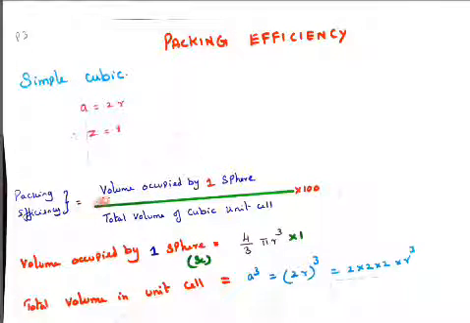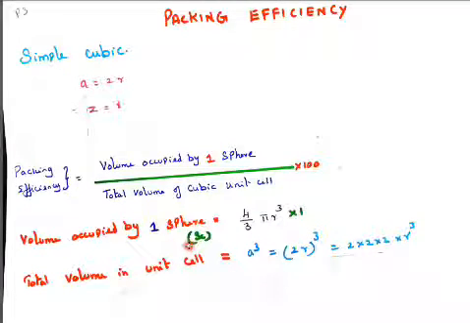Now the packing efficiency is equal to the volume occupied by only one sphere in simple cubic divided by the total volume of the cubic unit cell, into 100. The volume occupied by one sphere for simple cubic is 1 into 4 by 3 pi r cubed, for 1 atom. Why do we write only a sphere? Whenever you take any small particle, atom, or substance, we consider only the minimum surface area, and that is a sphere.